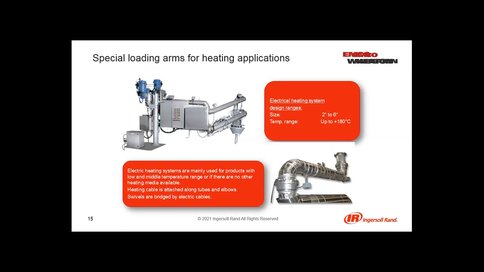We have here another example of double arm for bitumen, but with electric heating system instead of jacket heating, including a monitoring system to control the valve and check the pressure, temperature, movement, and so on.